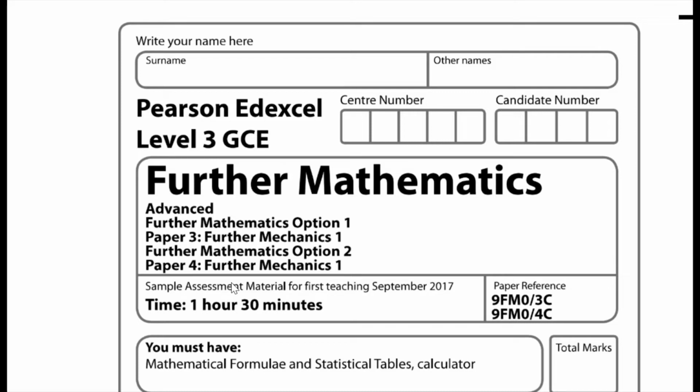Hi guys, this is the Edexcel A-Level Further Maths, Further Mechanics 1 paper from the sample papers, so let's get straight into it.